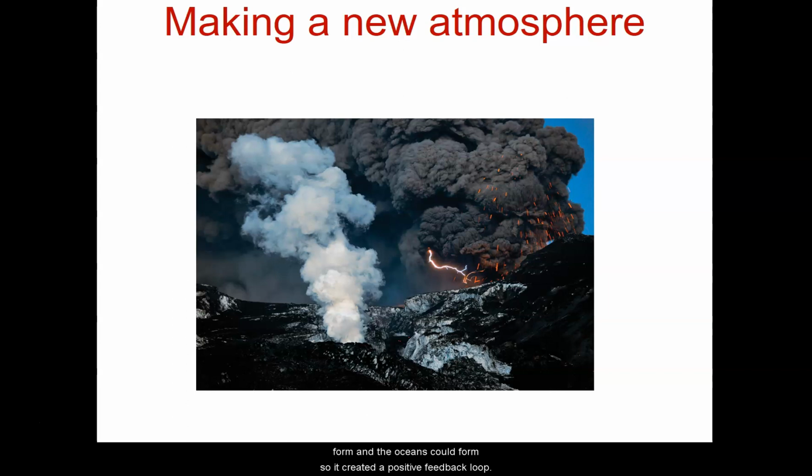So it created a positive feedback loop to allow a more hospitable environment now that there was an atmosphere to protect the Earth from a lot of the comets and other sorts of extraterrestrial things hitting Earth. And I'm not talking about aliens, I'm talking about comets and solar winds and other things like that, just to be clear.